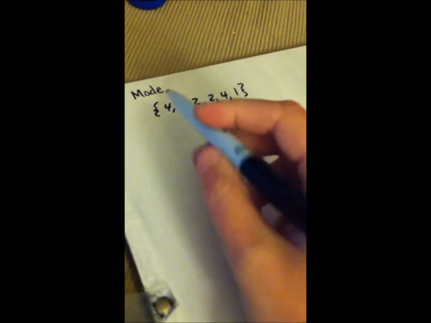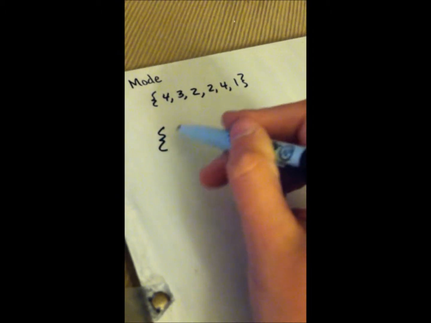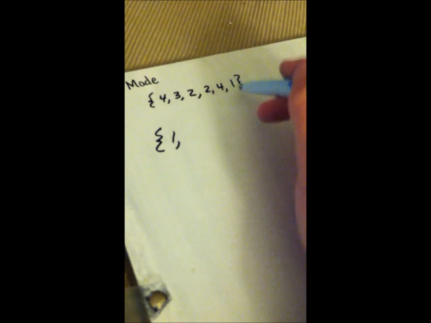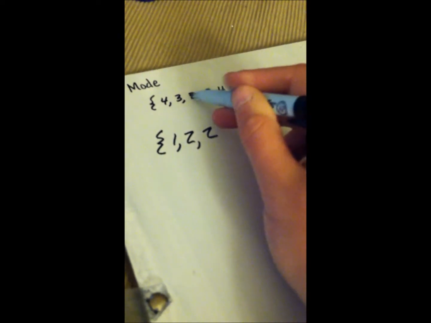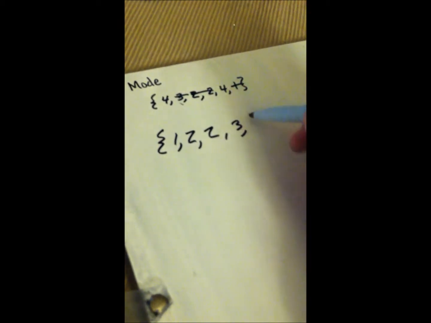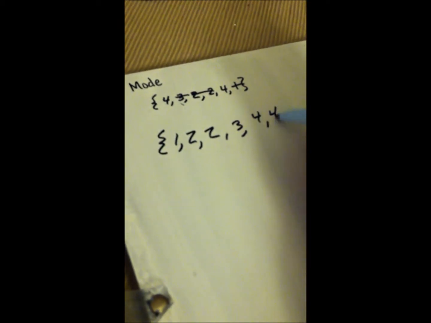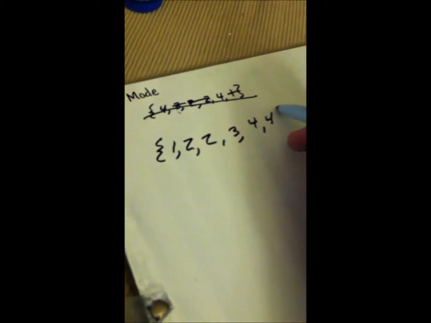Alright, now we're going to talk about finding the mode. When we talk about finding the mode, again we have a set of numbers. The first thing you want to do is get those numbers in order. I have 1 1, 2 2s, 3, and 2 4s. Great, so there's my whole set right there in order.